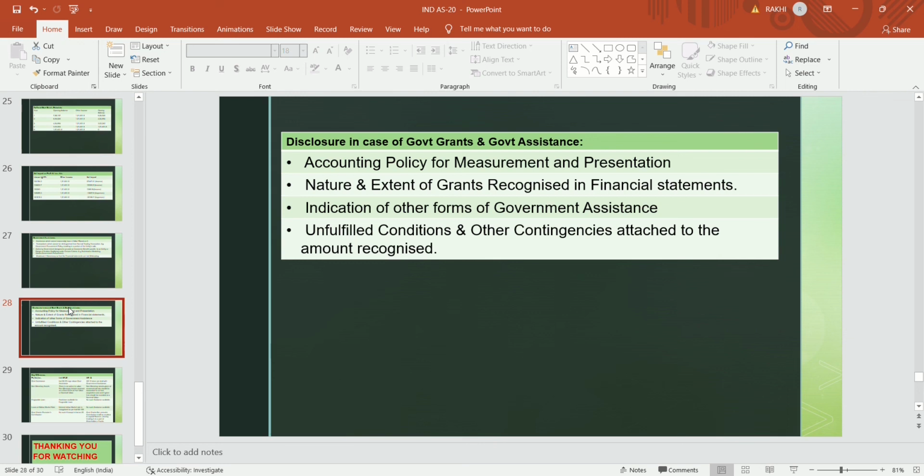Unfulfilled conditions and other contingencies. If the company is not going to fulfill the condition, then repayment of the government grant is also to be disclosed. And if the company is reasonably certain that they will fulfill the condition, then you will recognize a contingent asset or liability and disclose in the notes the amount recognized.